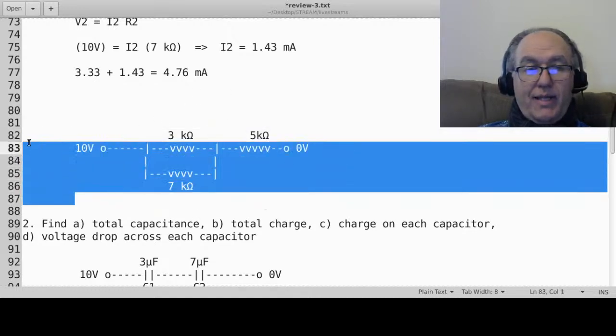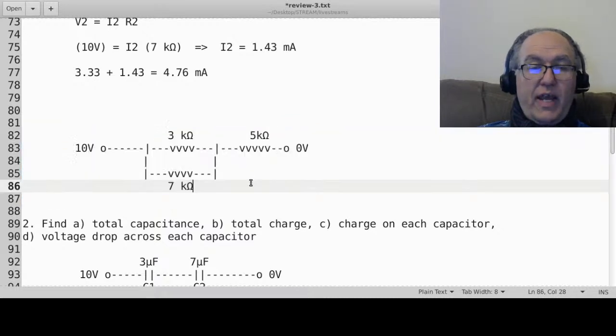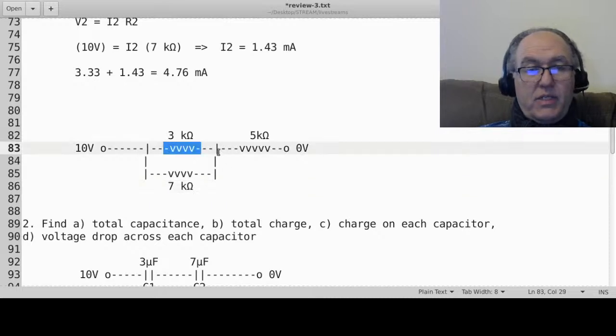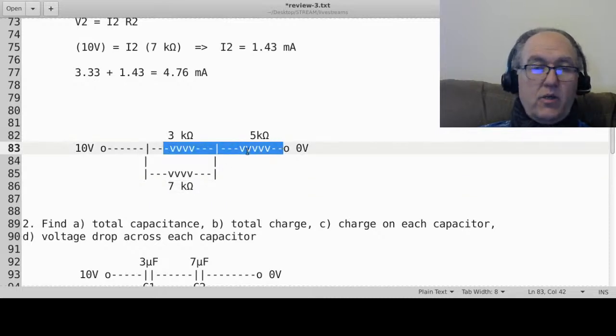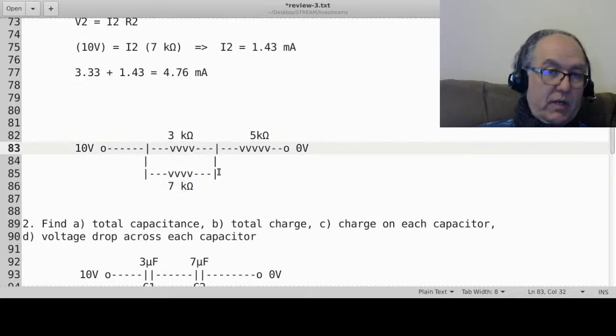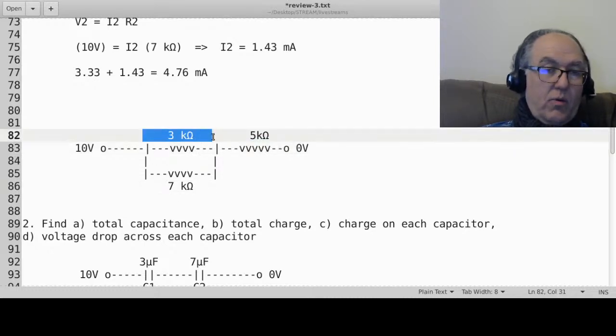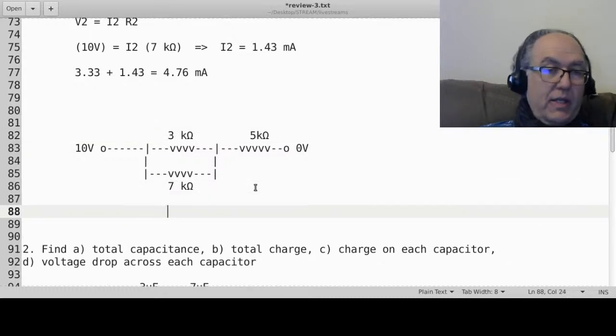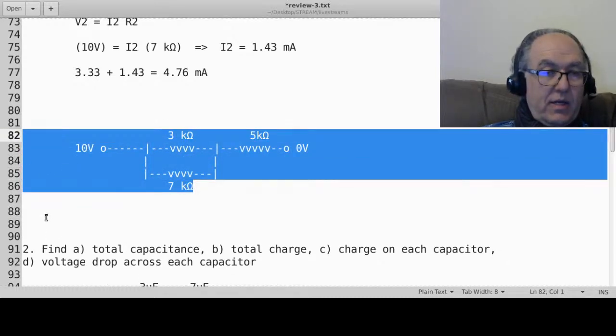What you would do for a problem like this is you would first say, well, which ones are in series and which ones are in parallel? You might think, well, these two are in series and I can condense those, but you can't because there's a junction in between. So what you do is you take a look here and you go, oh, well, the 3 and the 7, they're in parallel, and so you can replace this.